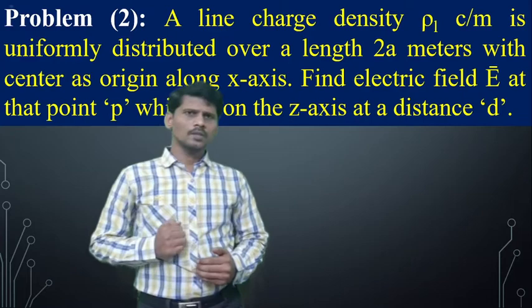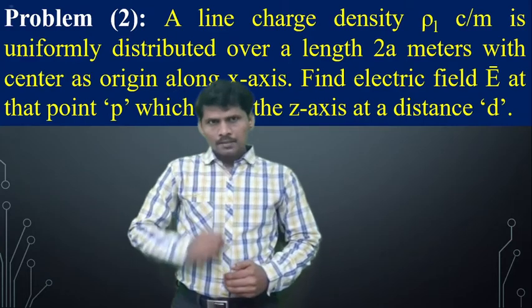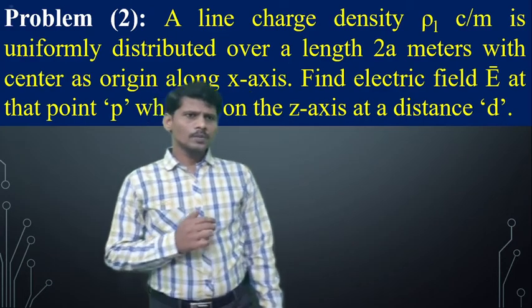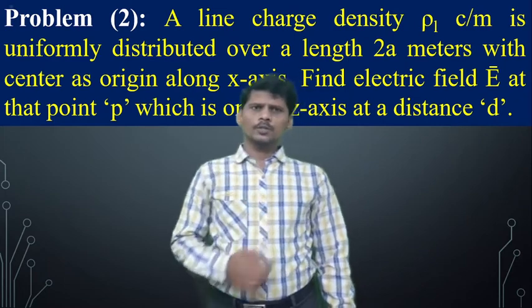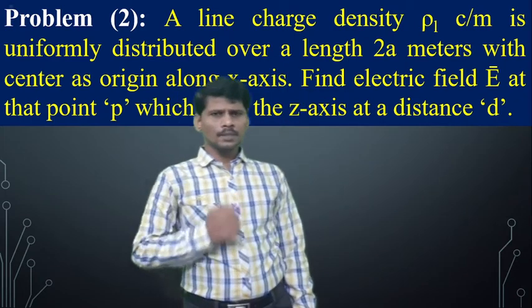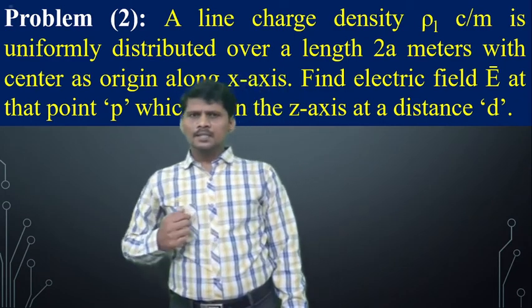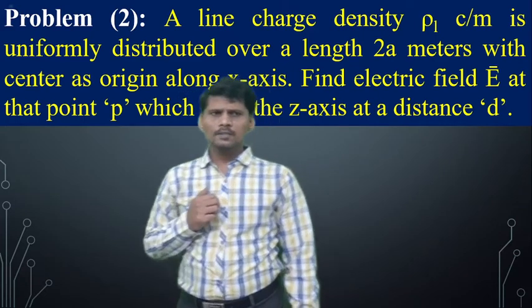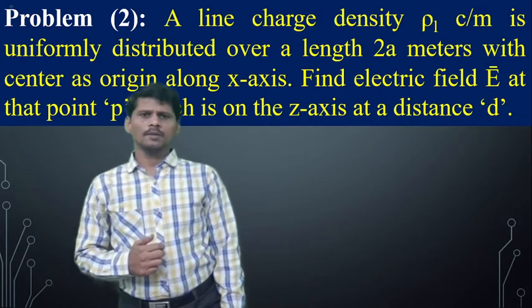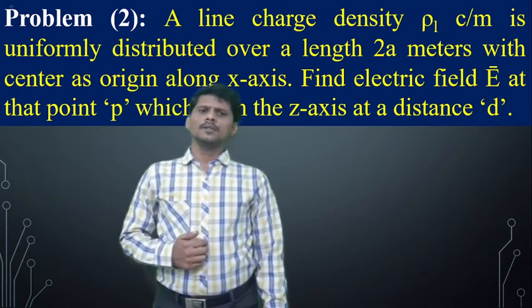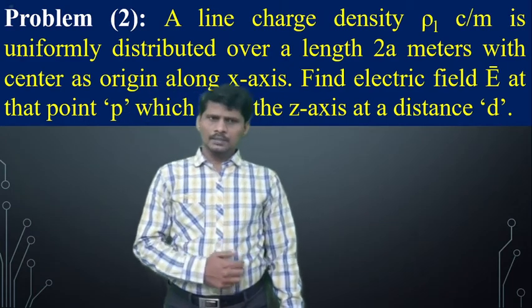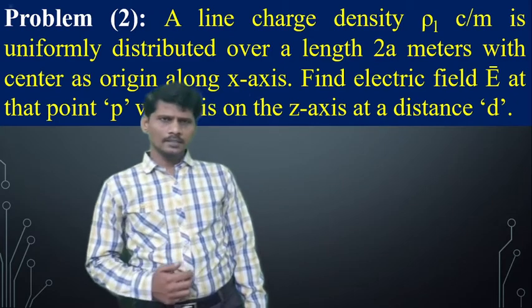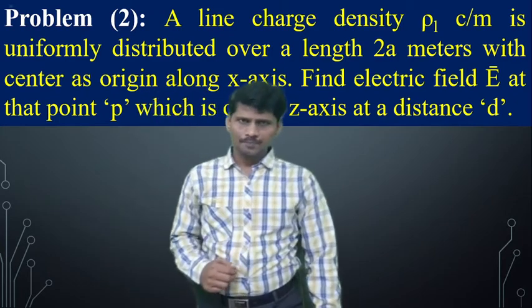So first, going to the example. A line charge density rho s coulombs per meter is uniformly distributed over a length 2a meters with center as origin along the x-axis. Find the electric field intensity E bar at the point P which is on the z-axis at a distance d meters.